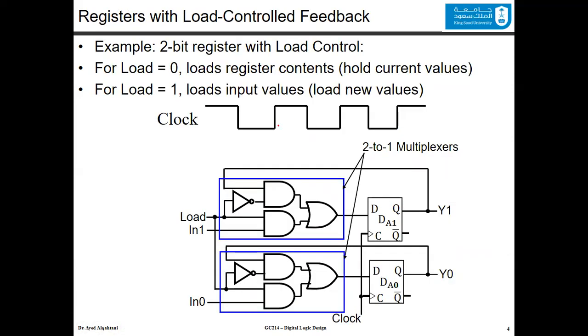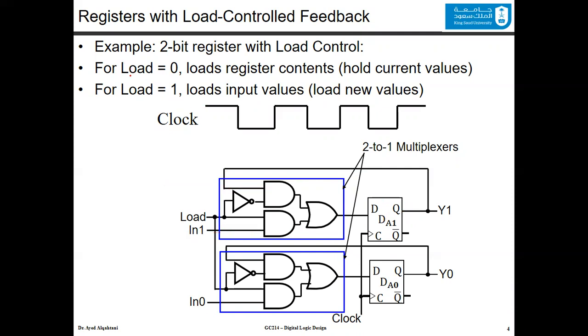Now, the previous register was the simplest form of register. Here we have a 2-bit register with load control. So you can see that we can develop registers with load-controlled feedback. Meaning, before each flip-flop, we have a multiplexer that chooses between 2 inputs. The first one is the main input, for example, here it's input 1. And the second one is a feedback from the output of the flip-flop.